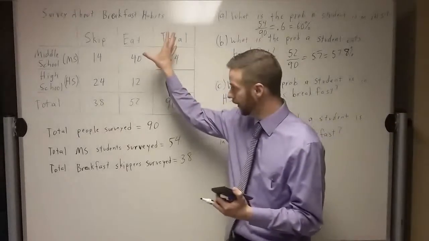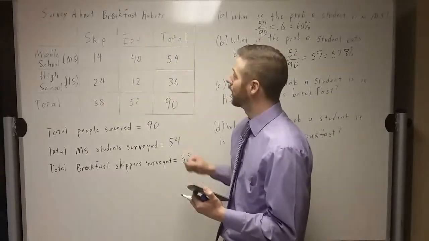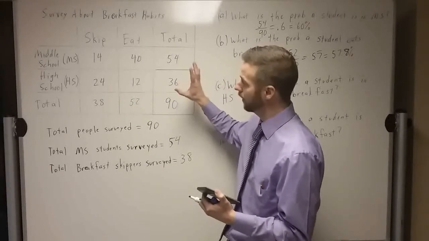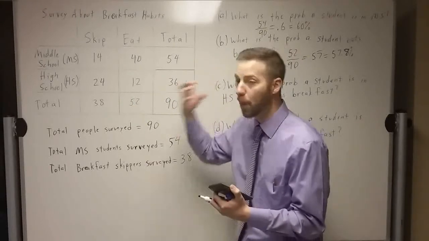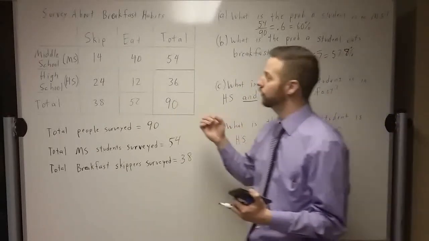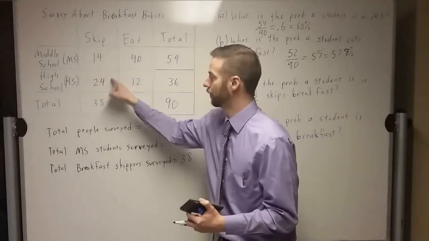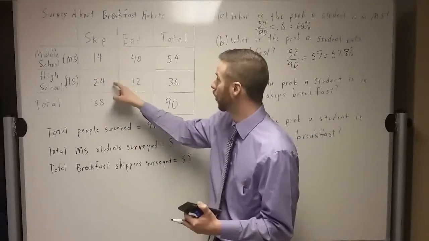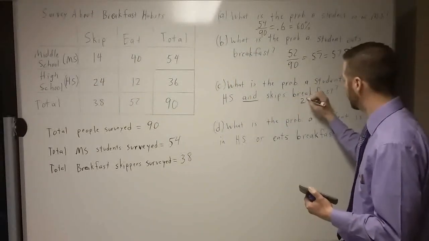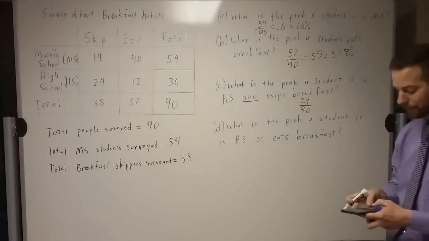All right, so looking over here, we've got 38 breakfast skippers. We've got 36 students in high school. However, we're looking for the people who do both. And means both have to happen. So how many students are in high school and skip breakfast? That's the 24 right here. Those are high school students who also skip breakfast. And so we've got 24 out of the total of 90 students who are in high school and skip breakfast.